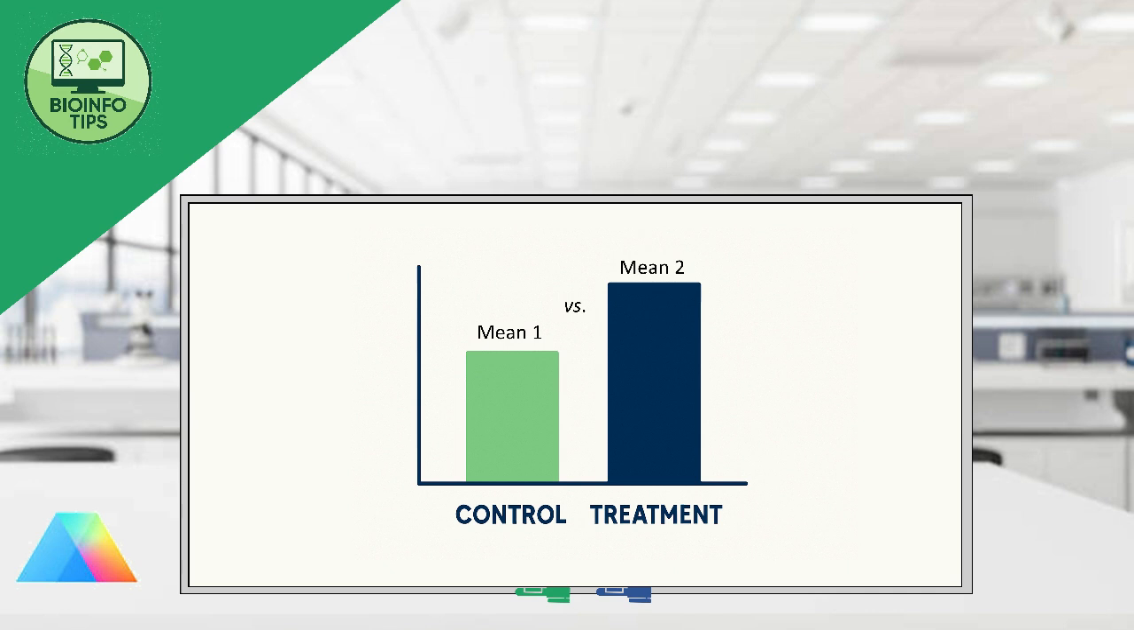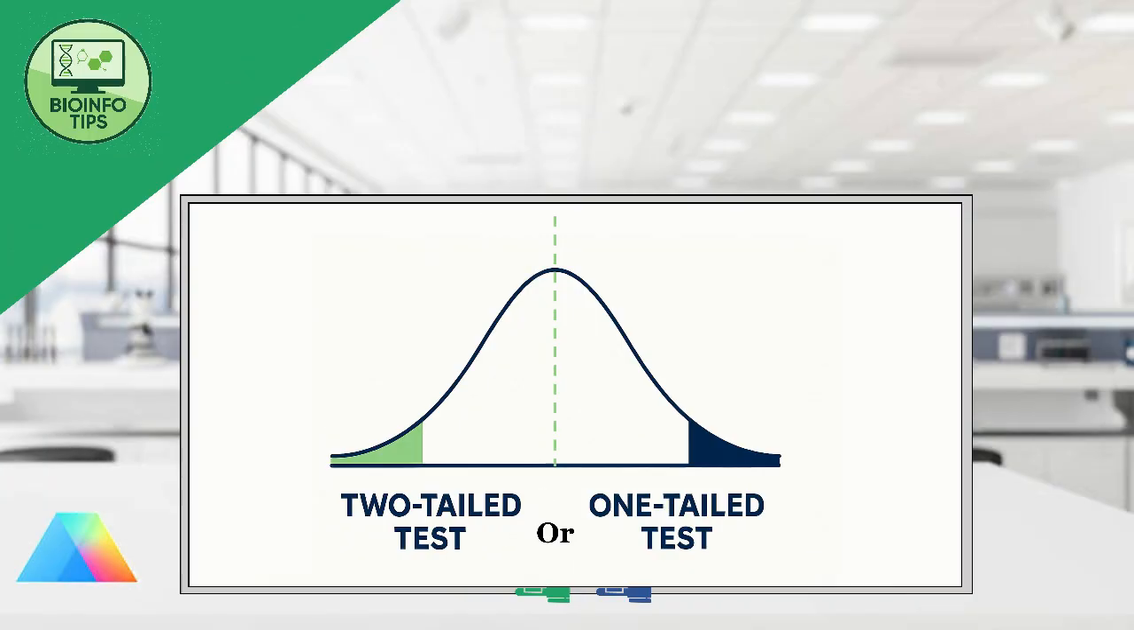A t-test is used when you want to compare means between two groups, say treatment versus control, or before versus after an intervention. It basically asks, are these two averages different enough that it's unlikely to be due to chance? Now, what's with the tails?